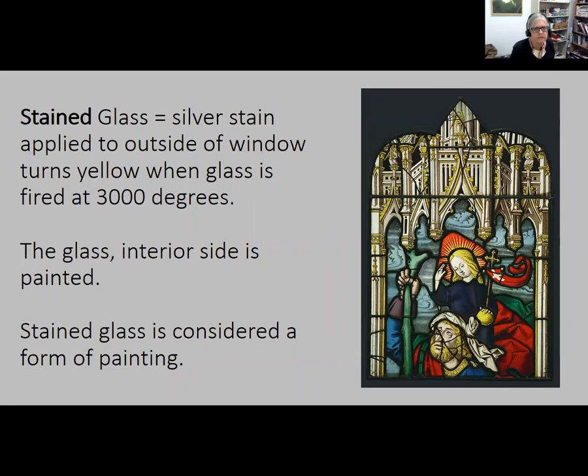The reason stained glass is called that is because on the back side, the side that faces the street, a silver stain is applied to the outside of the window, and that turns yellow when the glass is fired at this really high heat of 3,000 degrees. The glass on the interior side is painted. I know that they make stained glass in different colors now, but the stained glass used to be painted. And stained glass is considered a form of painting.